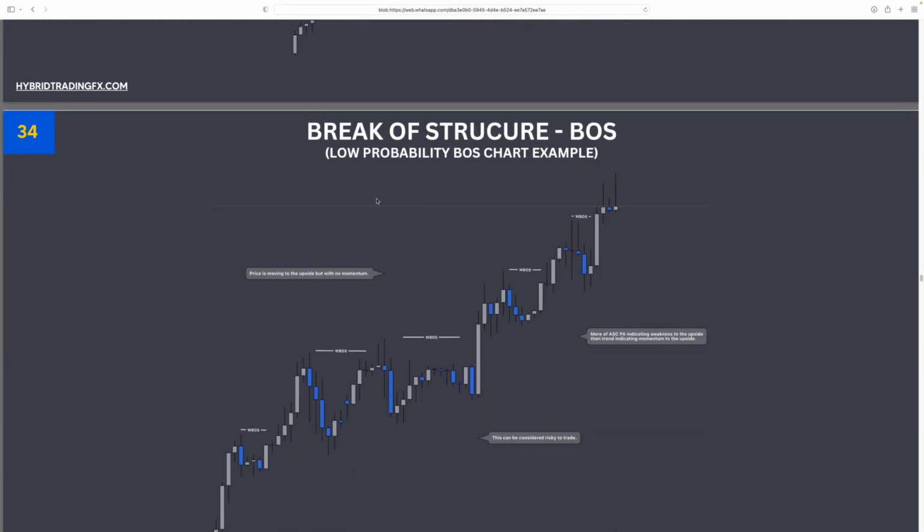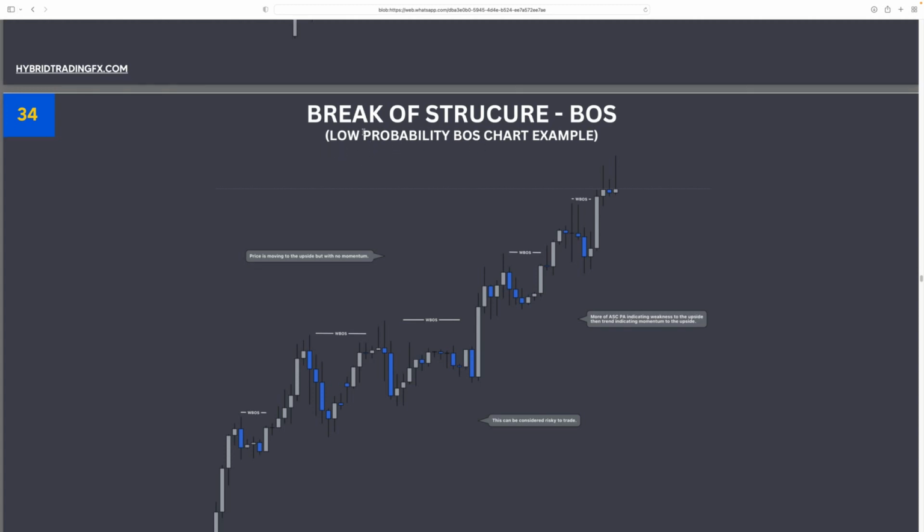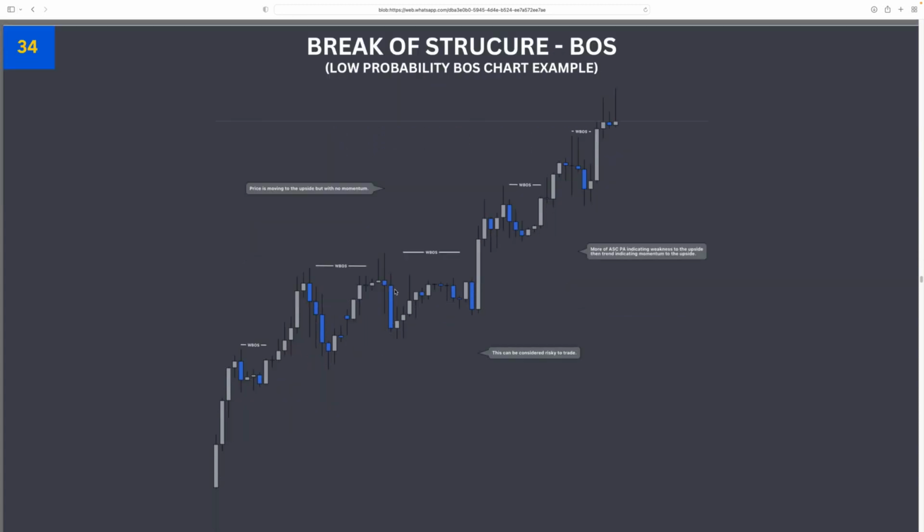So here we have an example of a low probability break of structure. So this is basically a weak break of structure. I mean, when I'm writing this, it usually means weak break of structure. So as you guys can see here, we had an impulse, correction, impulse.